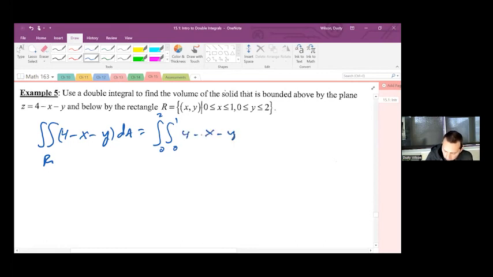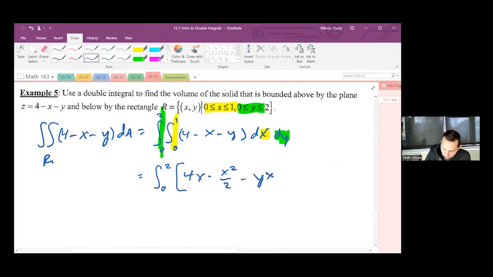4 minus x minus y. And in this case, I'm going 0 to 1, or dx is my inner, because the 0 to 1s match with the x's. And then dy, because the 0 to 2 matches with the y's. So this would be the integral from 0 to 2 of, here we're anti-differentiating with respect to x. So we'll have 4x minus x squared over 2 minus yx on 0 to 1, and there's still a dy. Notice this is x equal to 0, x equal to 1. So when we put in 0, you're going to get 0 in all those cases. That's easy.